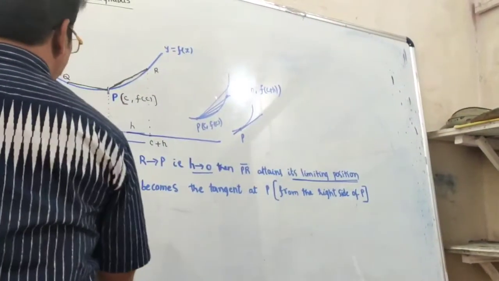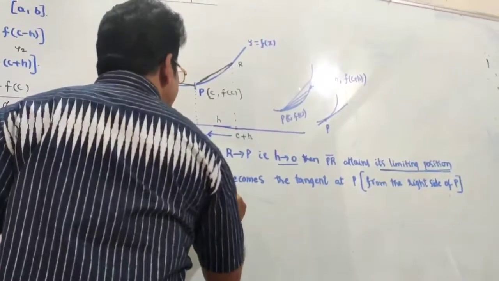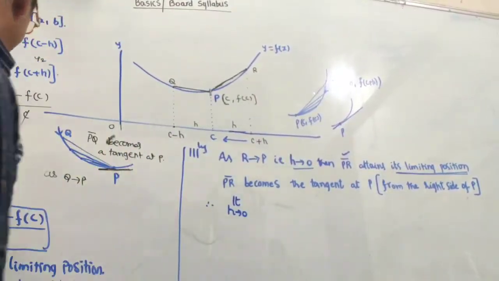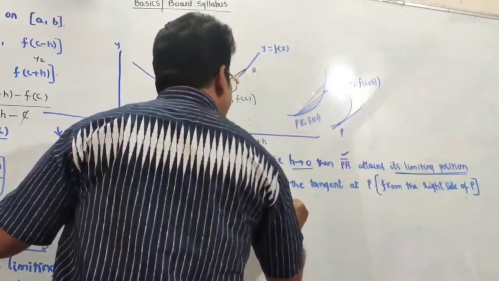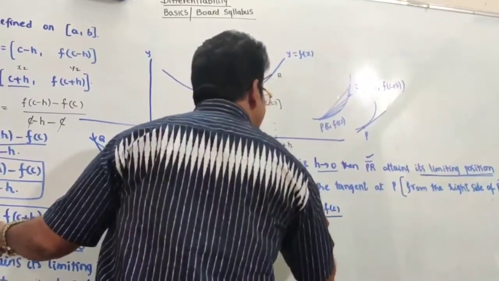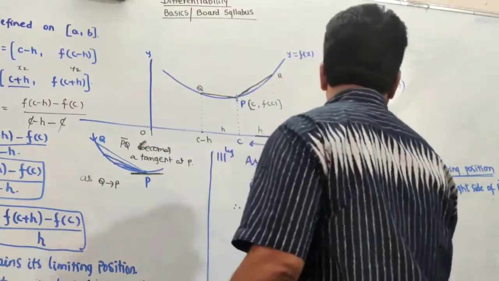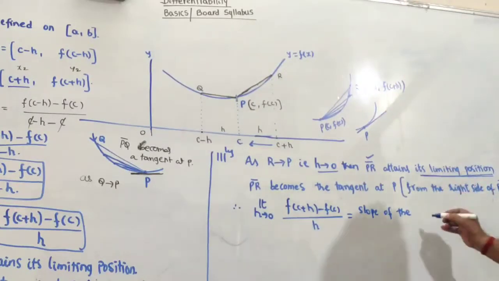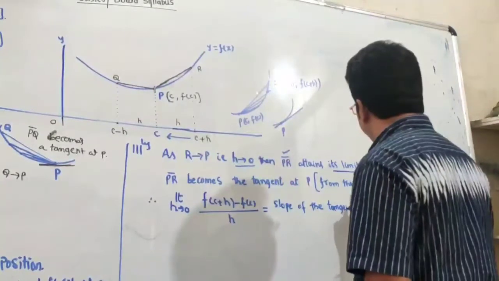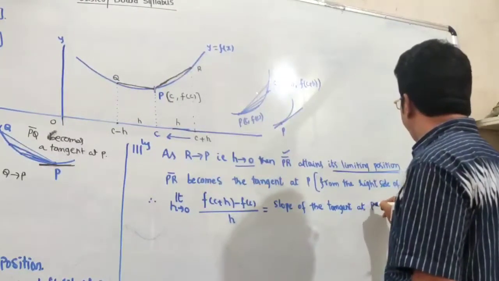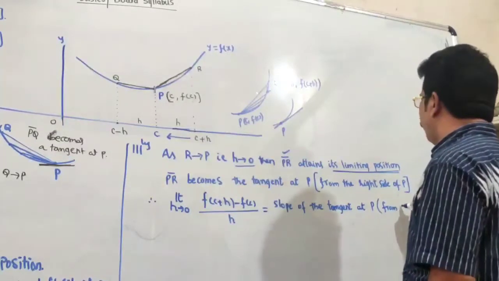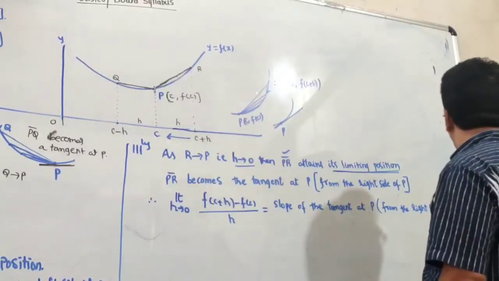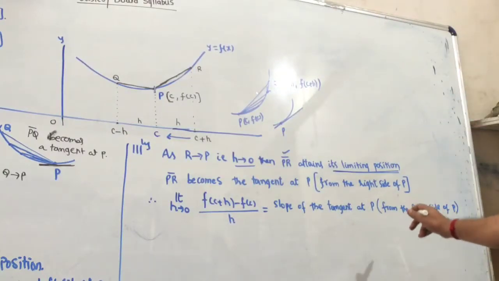So therefore, as H tends to 0, the PR bar slope is f of C plus H minus f of C divided by H. It is the slope of the tangent at capital P, that is from the right side of capital P.